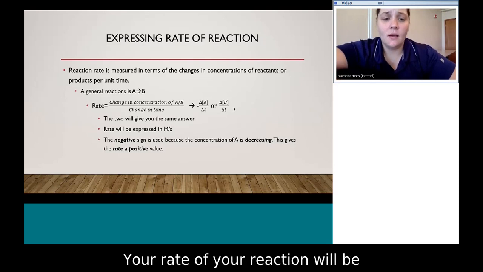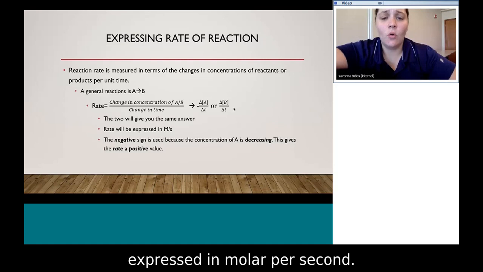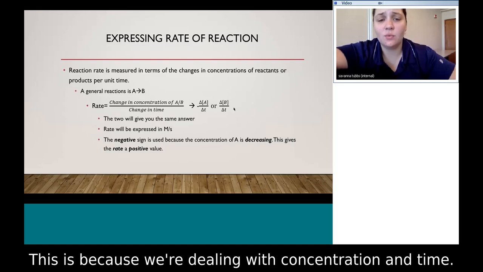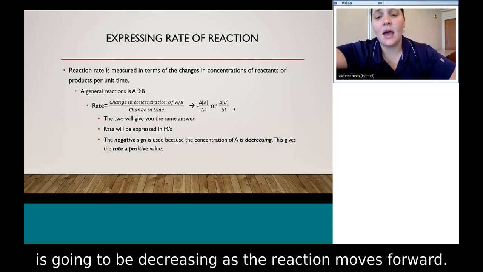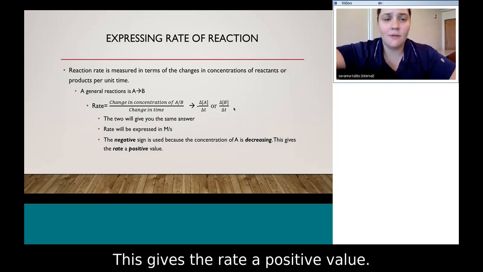Your rate of reaction will be expressed in molar per second. This is because we're dealing with concentration and time. The negative sign is used because the concentration of A is going to be decreasing as the reaction moves forward. This gives the rate a positive value.